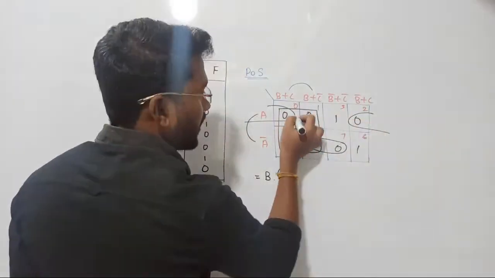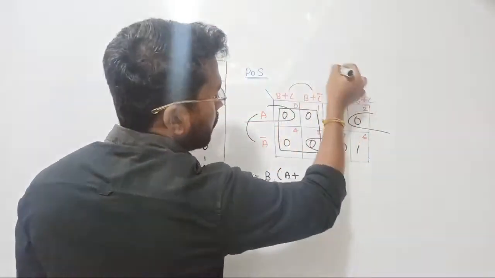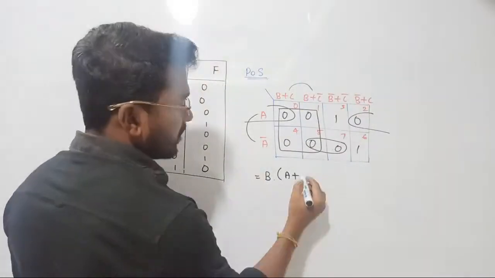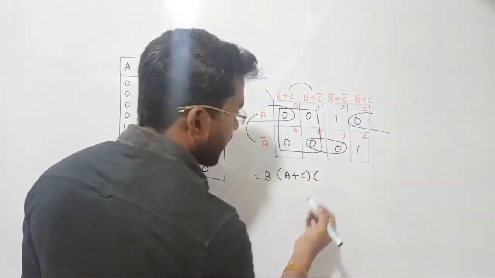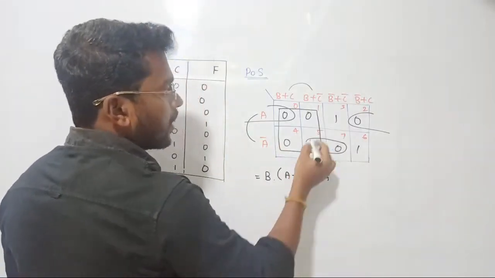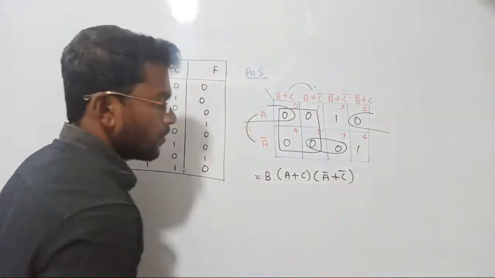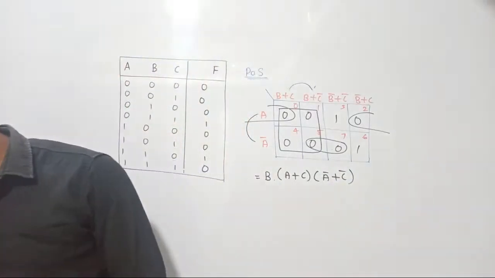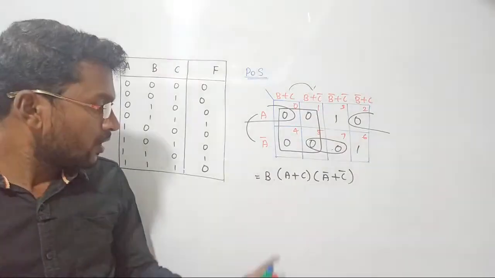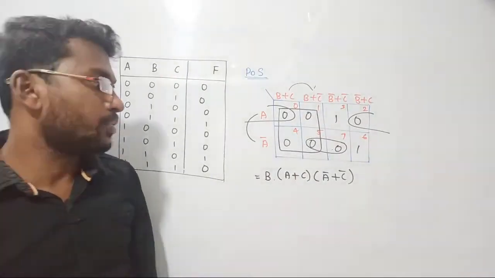Let us consider the second case. Let's take these 2 terms. Here we have A, performing OR operation, and the common variable between these 2 is C. For the next one, A bar is given here, and the common term between these 2 is C bar, such that A bar plus C bar. Let us cross-check the options. B is there, A plus C, and A bar plus C bar. Option A is there.